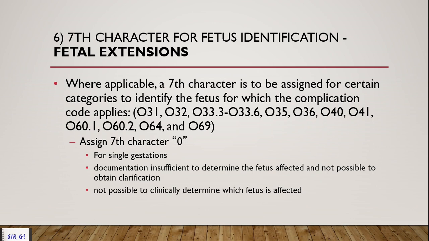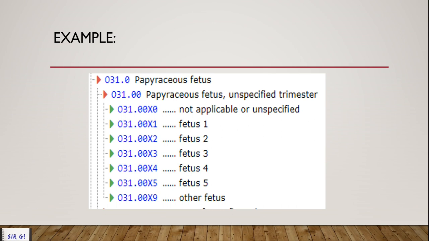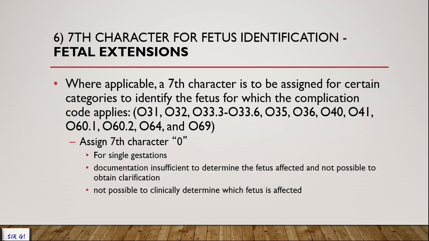Okay? When you go to your O31, I have an example here. For O31, for fetus 1, fetus 2, as you can see, the 7th character, that's 1, 2, 3, 4, 5. If we're talking about fetus 1, basically they just put in whether it is fetus 1 or fetus 2 that is being affected, like that. So the provider should always document who is being affected by the condition.